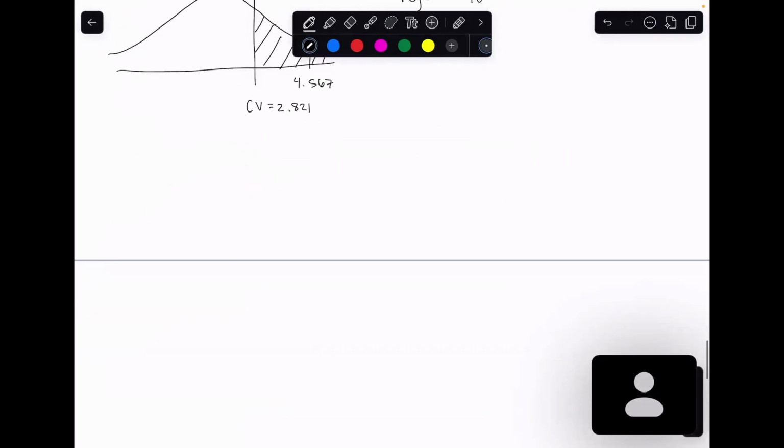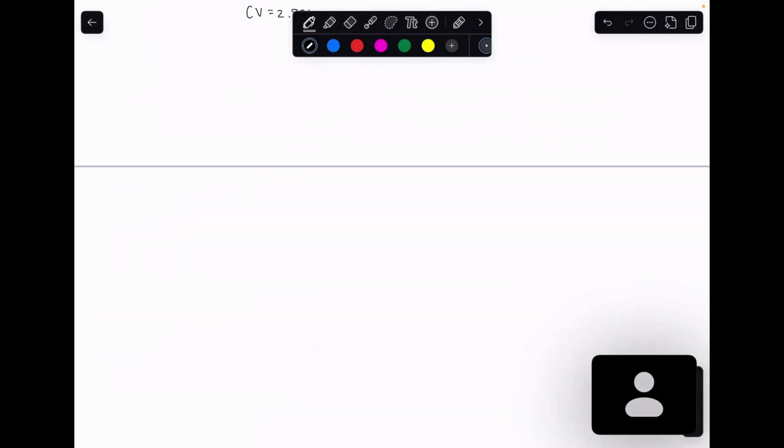So that's the process of a hypothesis test. In the interest of time, I'm going to walk you through one more, and that's probably with proportions.